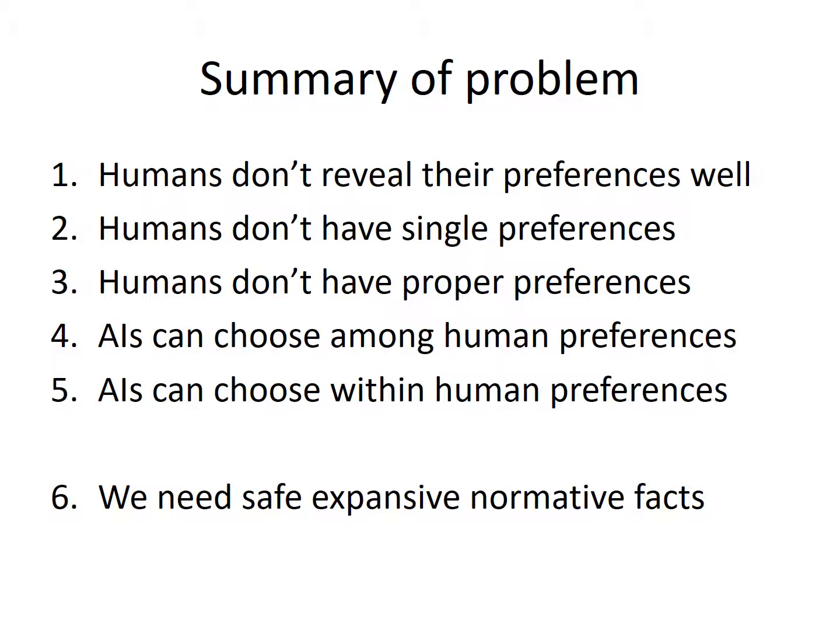AIs can choose within human preferences. That was the branch where the two rewards were the same. And this is a lot more tricky to counter, because if you choose among human preferences, you can renormalize, and if you choose within, it's not nearly so easy. And we need some safe, expansive normative facts to deal with this challenge.